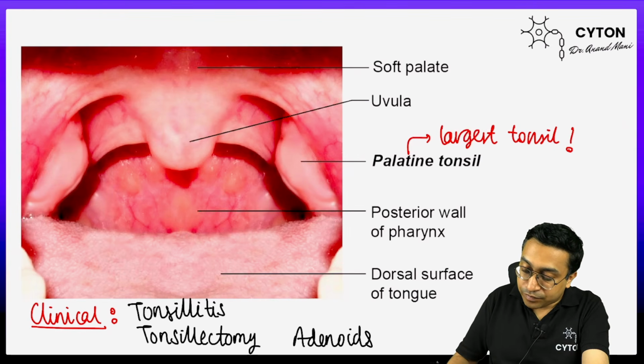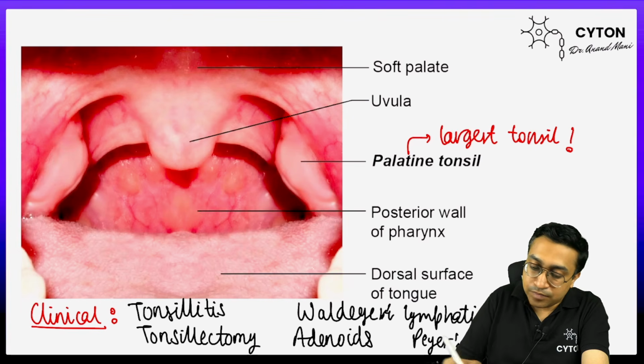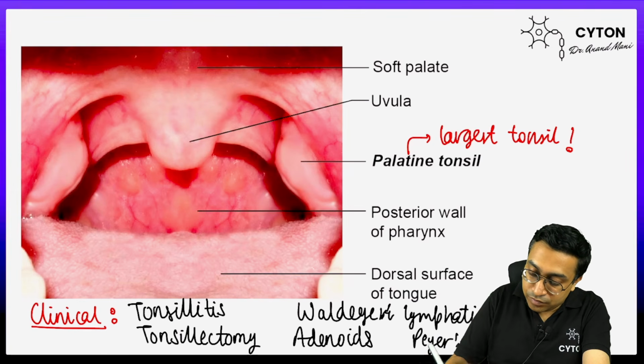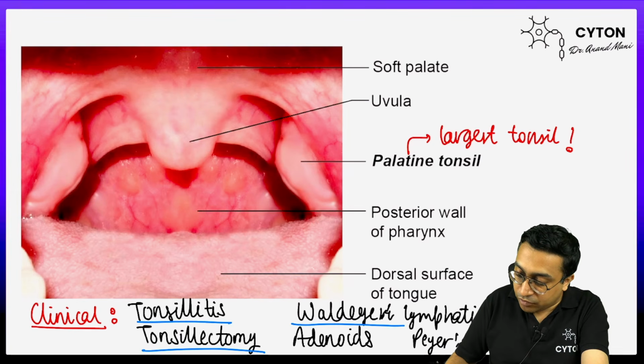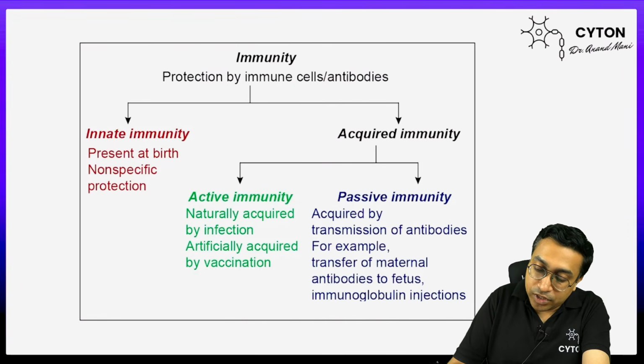We also discussed Waldeyer's lymphatic ring and we also discussed the Peyer's patches. So we have tonsillitis, tonsillectomy, Waldeyer's lymphatic ring, adenoids and Peyer's patches. Next we come on to immunity.